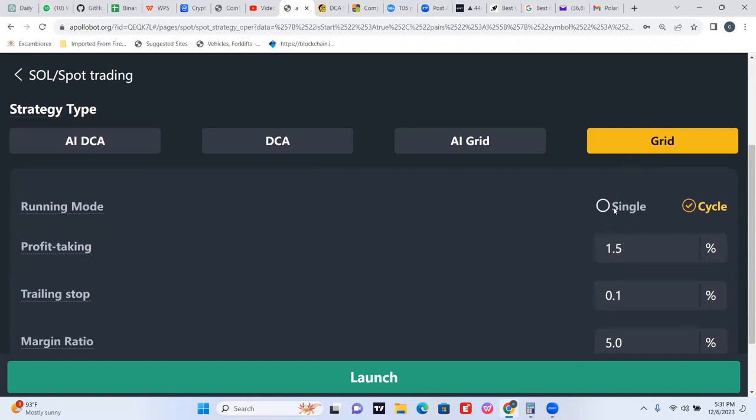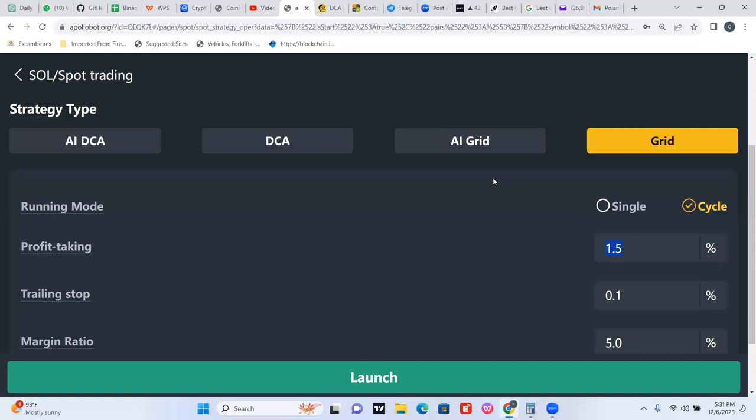Grid systems are good to put on a cycle. Personally, if you want to trade the grid system, you could put it on a cycle. When you're tired of the cycle, you can switch it back to single so that particular asset will be sold out. Now for profit taking, you can pick your own profit. Unlike the AI grid, where the robot sets its own profit. It's very smart.